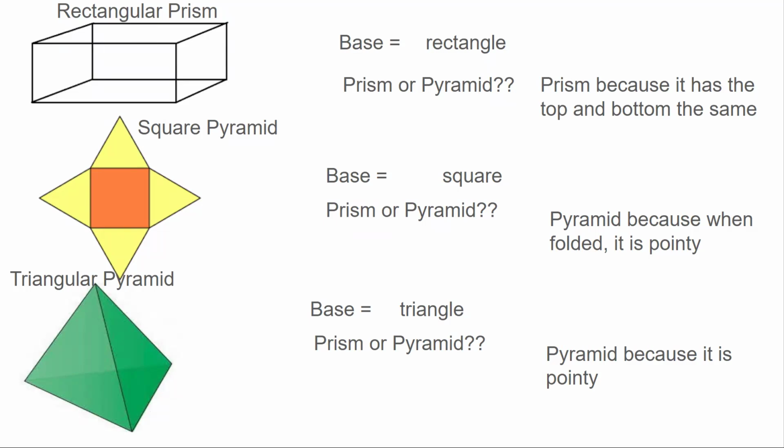So you could have a folded figure or unfolded figure. The unfolded, you would have to kind of imagine in your mind folding it, but you always name it the base first and then prism or pyramid.